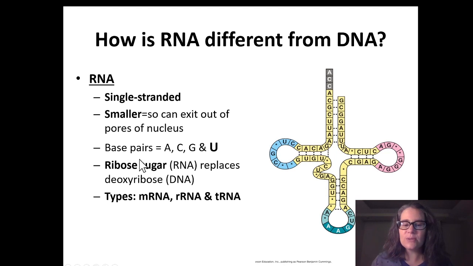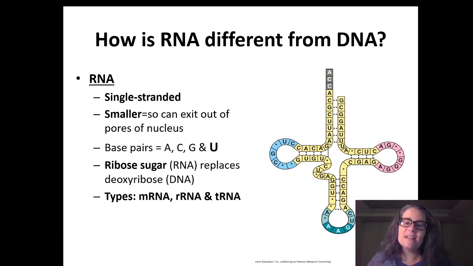The sugar is also different. Ribose sugar is used, so this is why it's called ribonucleic acid. Deoxyribose is what is used in DNA. That's why we call it deoxyribonucleic acid. But ribonucleic acid uses this ribose sugar, which has an oxygen that DNA doesn't. Deoxy means you're lacking some of those oxygen, a part of that particular molecule.